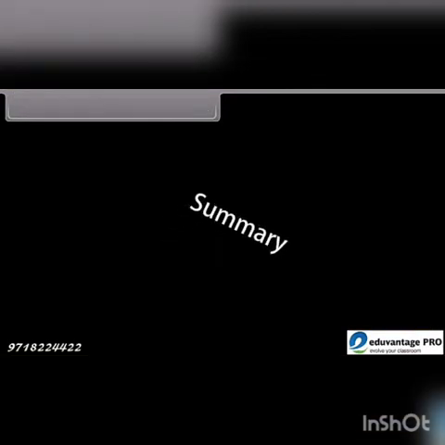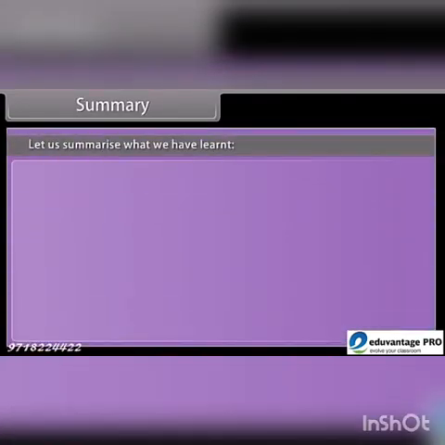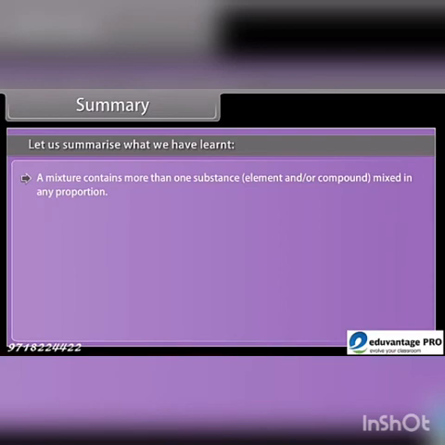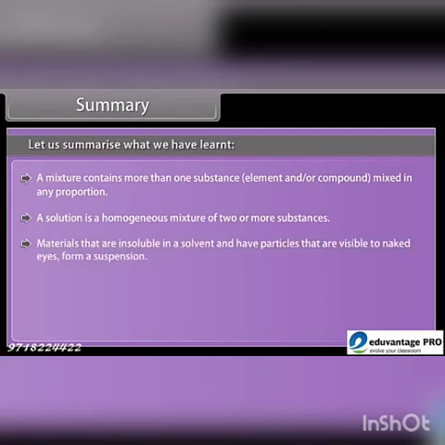Summary. Let us summarize what we have learned. A mixture contains more than one substance, element, or compound mixed in any proportion. A solution is a homogeneous mixture of two or more substances. Materials that are insoluble in a solvent and have particles that are visible to naked eyes form a suspension. A suspension is a heterogeneous mixture.